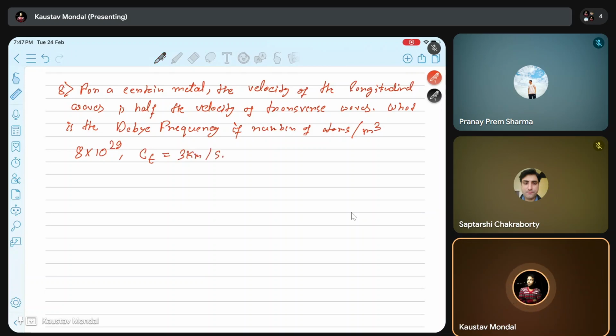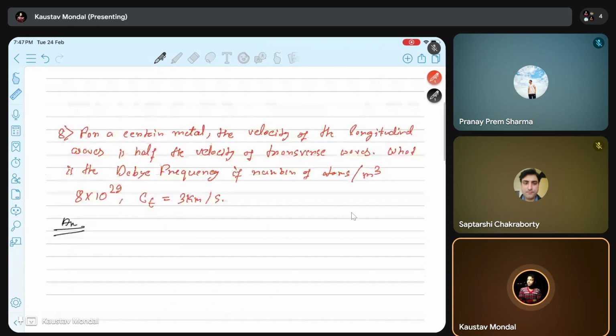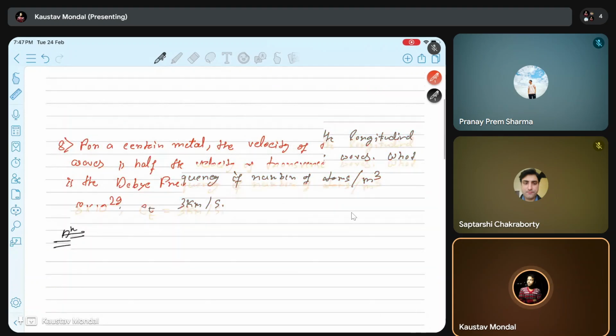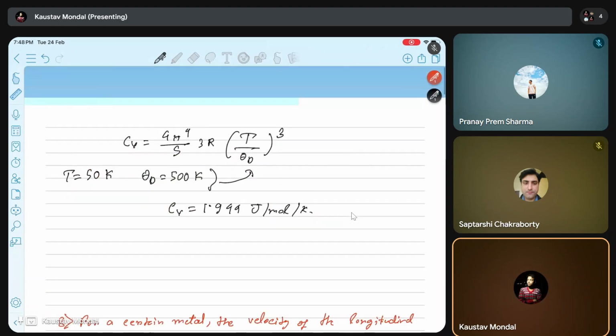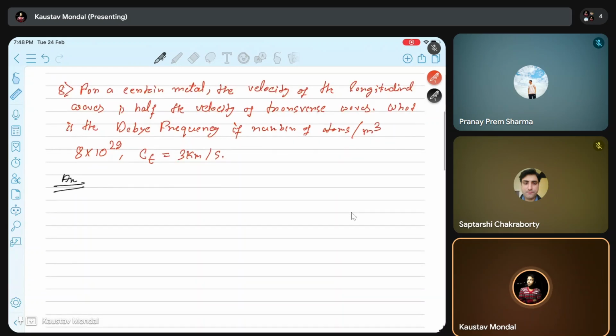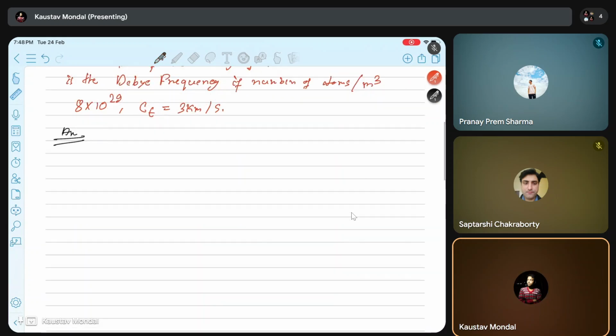For solving this problem, we already know the expression. We have derived the expression where the Debye frequency is related to the transverse and longitudinal wave velocities. So that expression is given by this: if nu D is the Debye frequency, then nu D cube is basically 9N, where N is the number density.